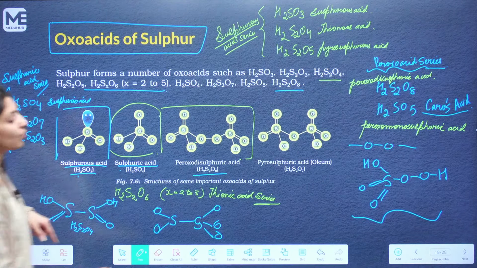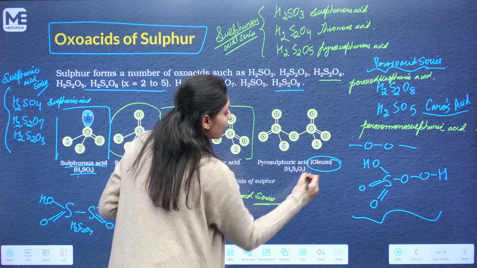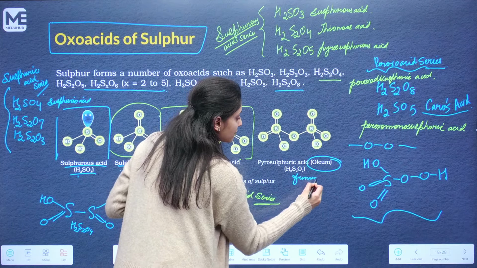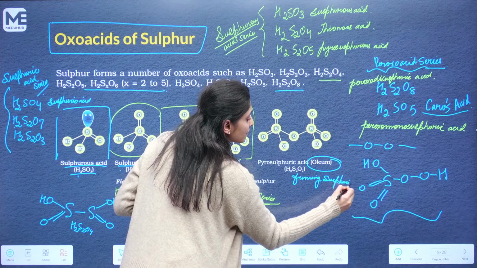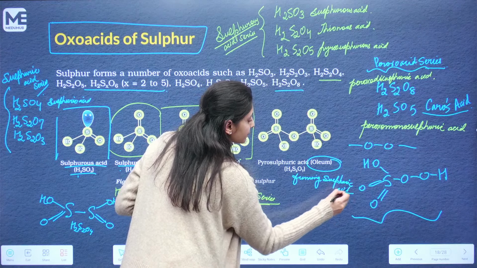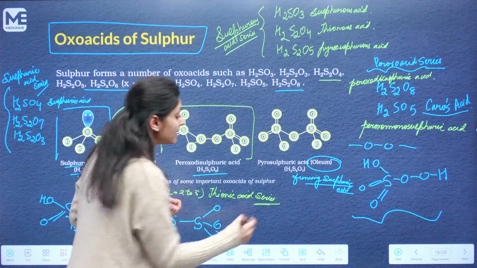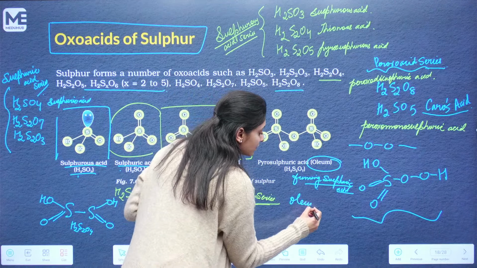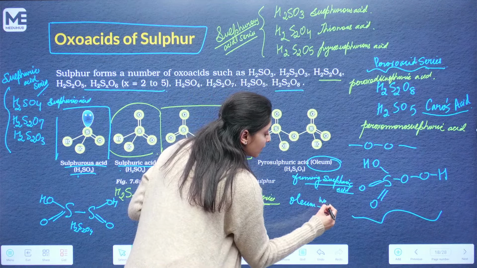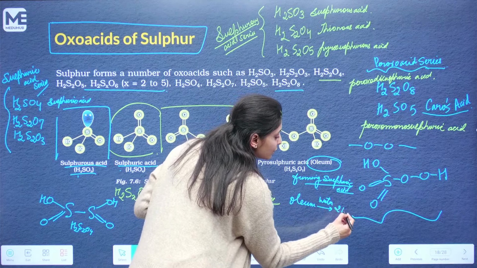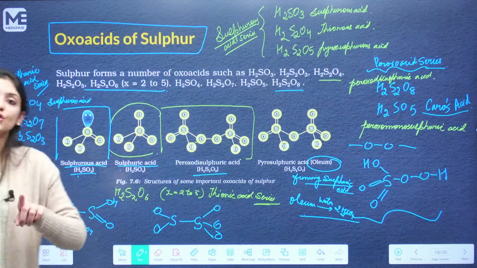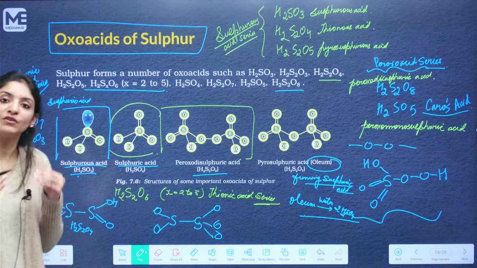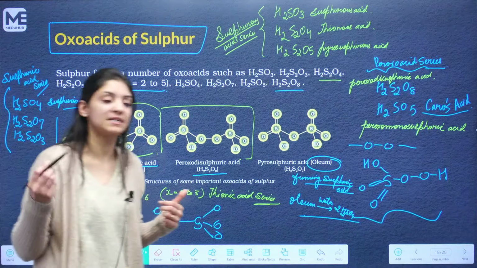H2S2O7 is also called oleum or fuming sulfuric acid. Now, if oleum is dissolved in water, it gives us 2 moles of H2SO4. And this is the particular reaction that is used in the contact process for the manufacture of H2SO4, which we will discuss in the next class.